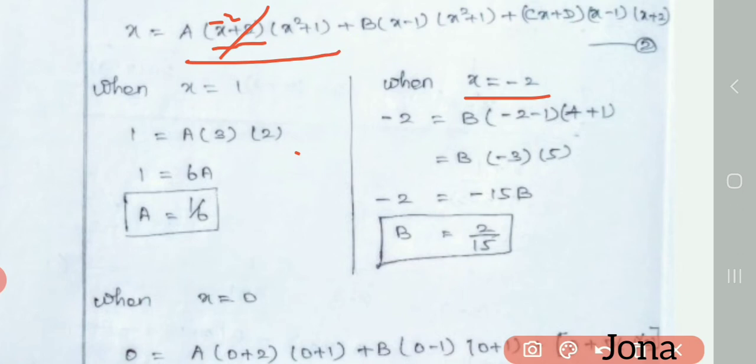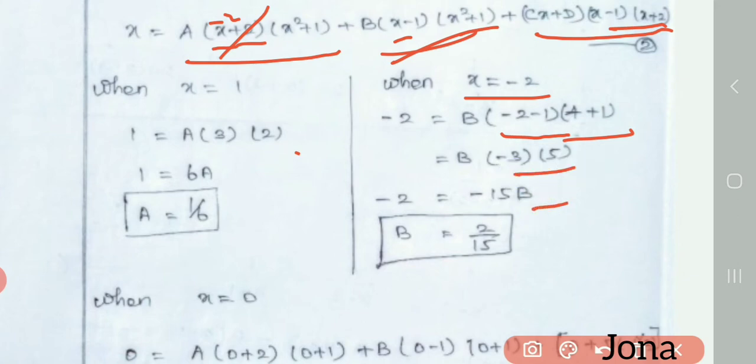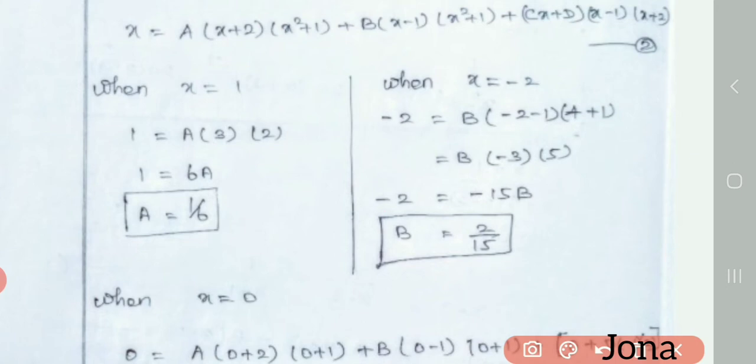And then if you put minus 2 here, b into (minus 2 minus 1) into, here if it is minus 2 it means plus 4 plus 1. If you put minus 2 here, it will be 0. So no need to write this also. So only I got this value here. So b into minus 3 into 5, that means minus 15b. So b equal to 2 by 15.